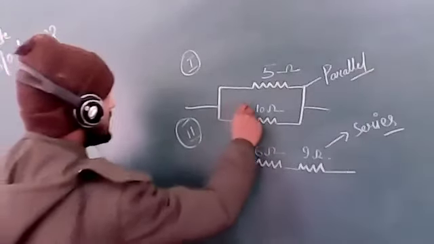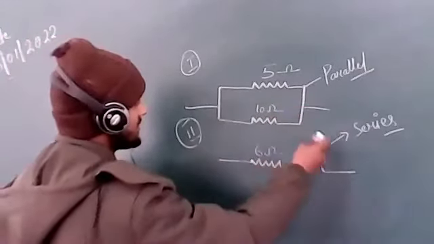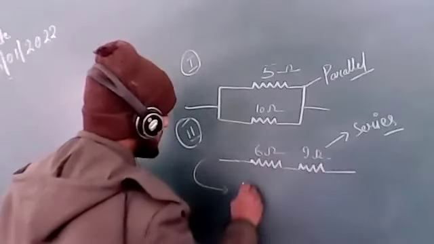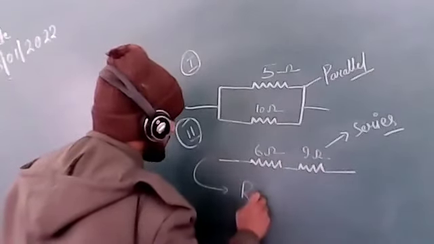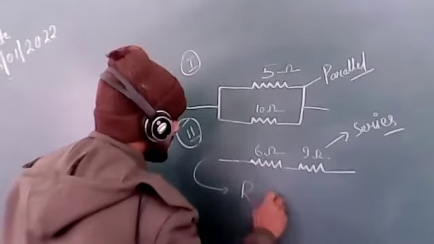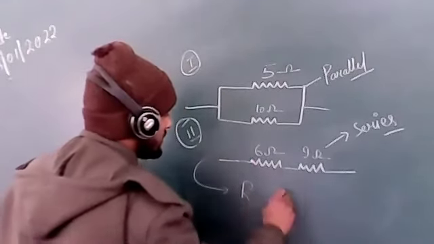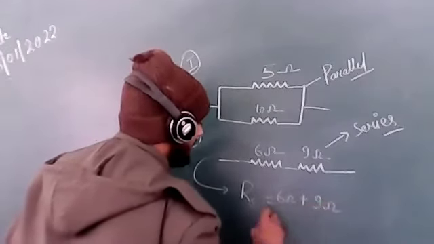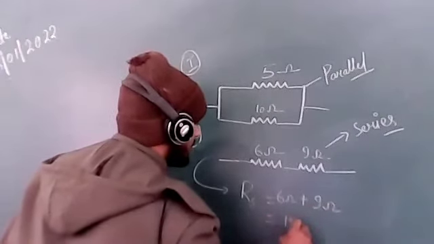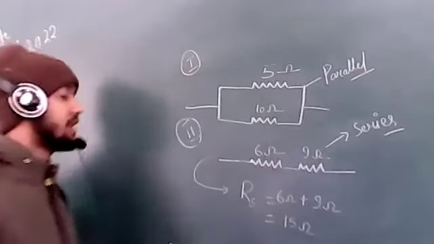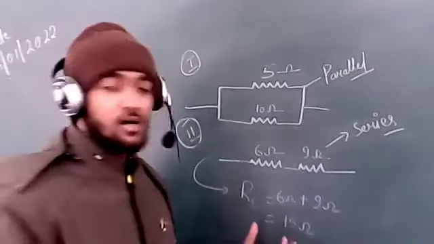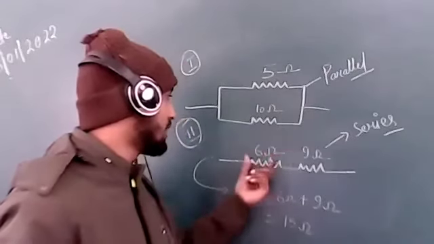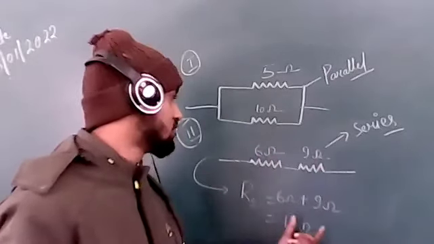So you have to calculate the equivalent resistance. For the series, it is very easy. We simply add the two resistances. R subscript S for the series one: 6 ohm plus 9 ohm equals 15 ohm. So calculating the equivalent resistance for the series circuit is easy, just simple addition. 6 plus 9 equals 15 ohm.